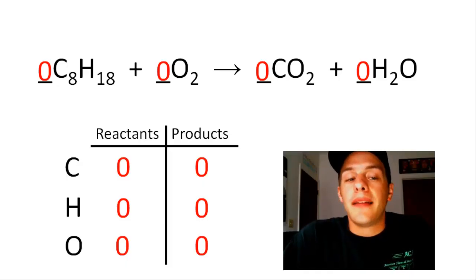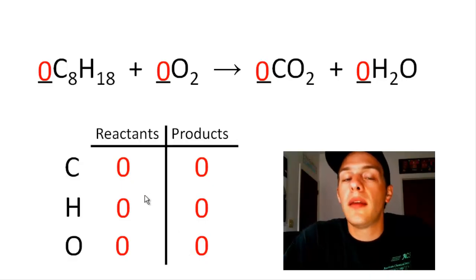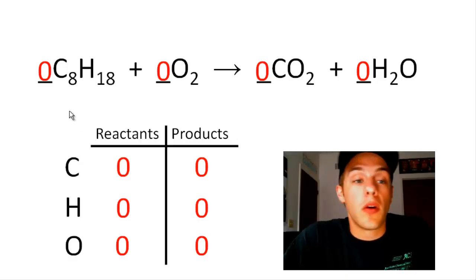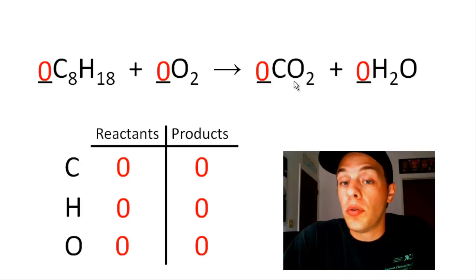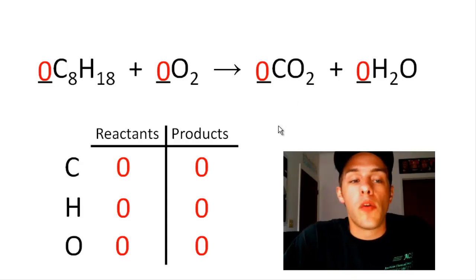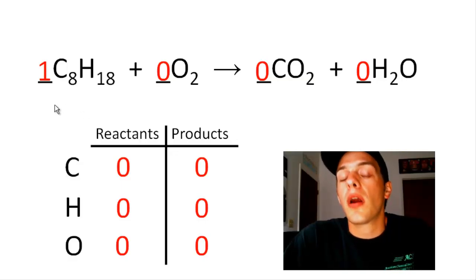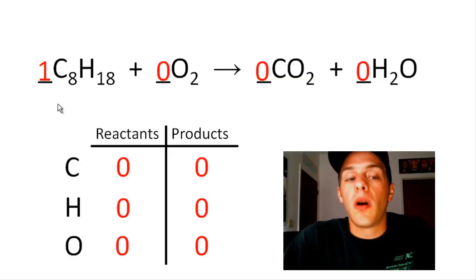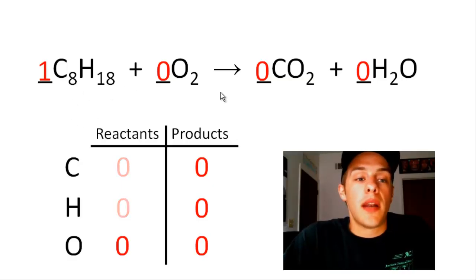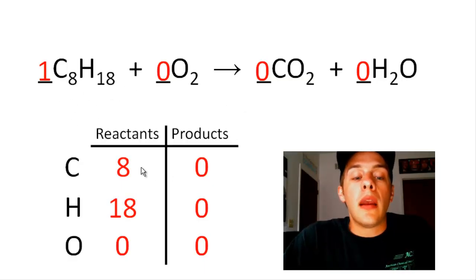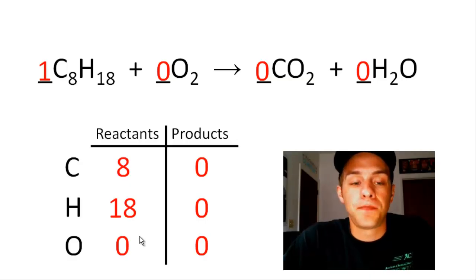Now I'm going to identify which carbon-containing compound has the most carbon atoms. So we need to compare them. There's octane, which has 8 carbon atoms, and on the right-hand side there's CO2, which has only 1 carbon atom. So I'm going to start with octane, and I'm going to give it a coefficient of 1. Since I've given octane a coefficient of 1, I've changed the number of carbon atoms and hydrogen atoms on the left-hand side of the equation. So I now have 8 carbon atoms and 18 hydrogen atoms.